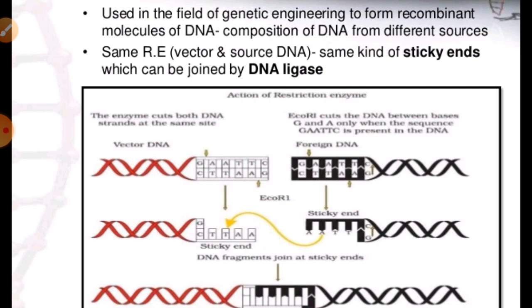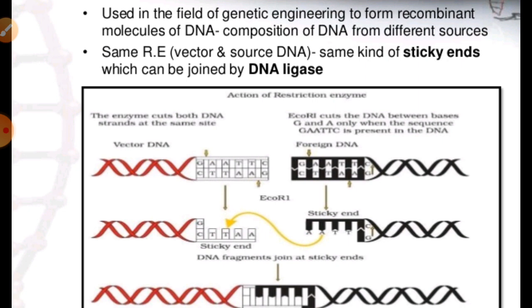Many times this diagram is asked in the examination, but before that we have to know some more things about restriction endonuclease enzymes. Restriction endonuclease enzymes are used in genetic engineering to form recombinant DNA molecules, which are composed of DNA from different sources of the genome. We can get recombinant DNA from different places. We can say the sticky ends are complementary to each other when they are cut by the same restriction enzymes. Therefore we can join them together end to end using DNA ligase.